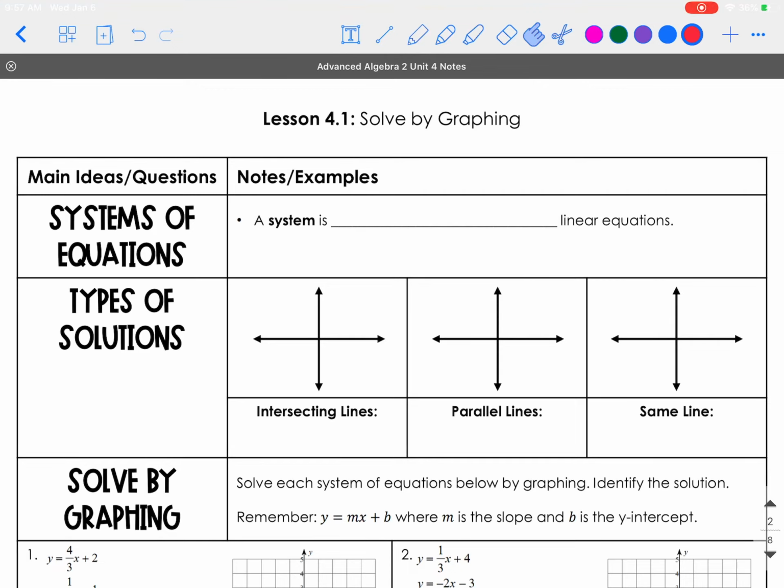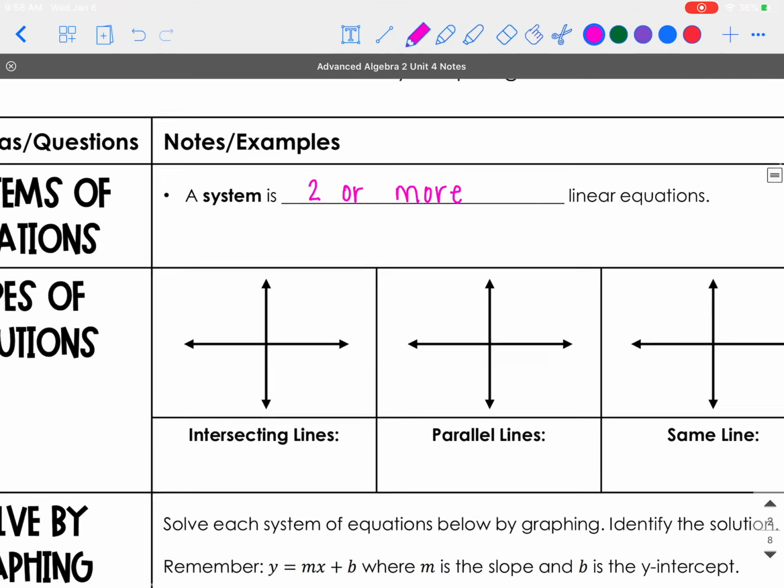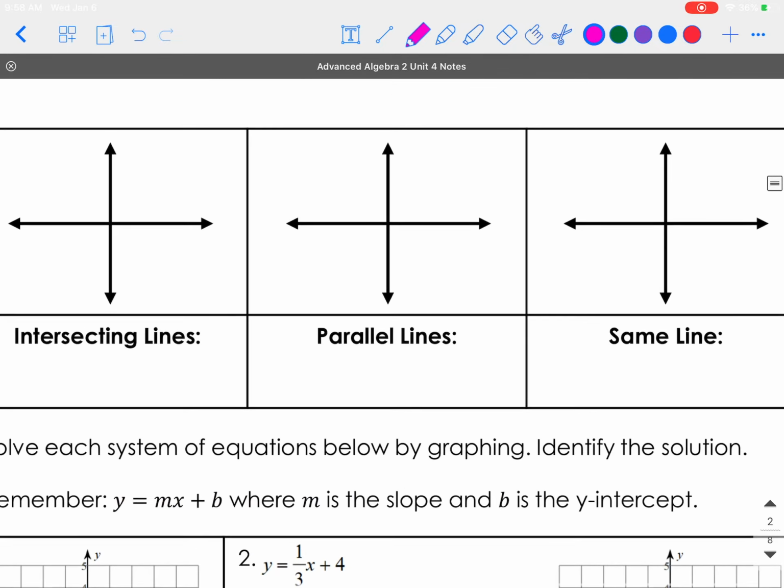So to get started, we want to look at, what is a system of equations? A system is just two or more linear equations. So lines, we have two or more lines, and we are looking at the place where they cross. And there's three types of systems that we'll see.